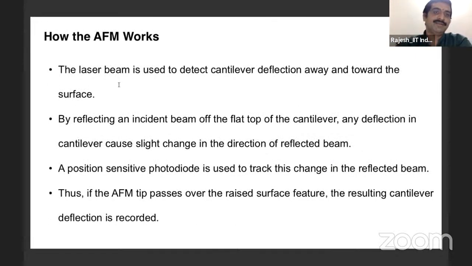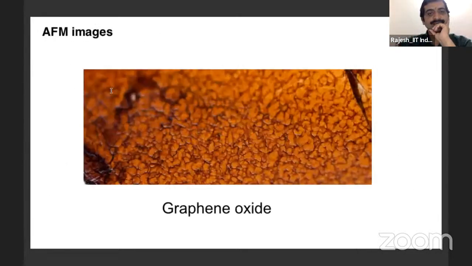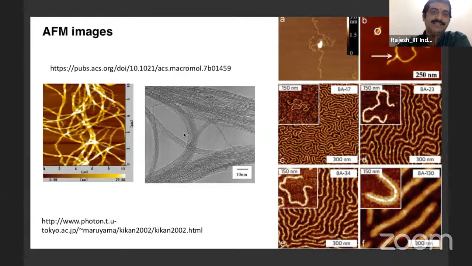This is what I mentioned, that laser beam is used to detect this probe. This is called cantilever. Okay, and this is a typical image of graphene oxide. This doesn't look very great. So let us see here.